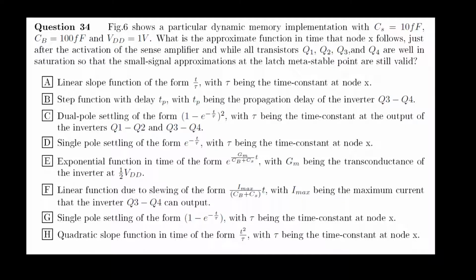This video will discuss the solution to question 34. Figure 6 shows a particular dynamic memory implementation with CS is 10 femtofarads, CB is 100 femtofarads and VDD is 1 volt. What is the approximate function in time that node X follows just after the activation of the sense amplifier and while all transistors Q1 to Q4 are well in saturation so that the small signal approximation at the latch metastable point are still valid?